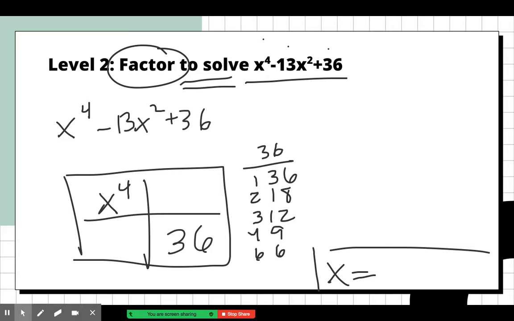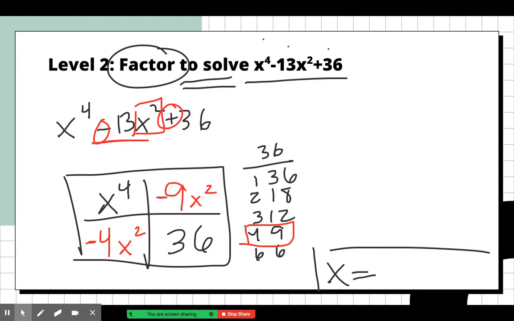And I know if I need to add up to negative 13, but they multiply to be a positive number, they're going to be the same sign. So I know what I'm looking for is 4 and 9. Again, because I want negative 13, they're both going to be negative. Don't forget, we want negative 13x squareds. So these both need to be x squareds.